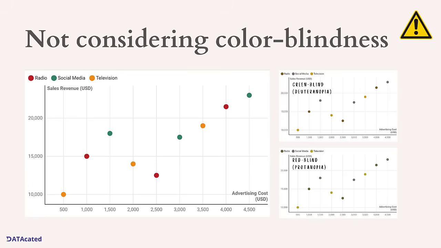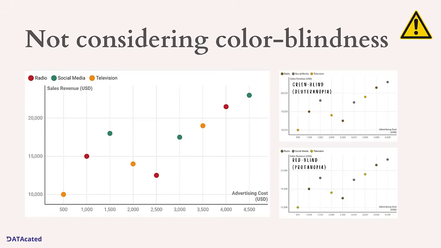Let's review the sample scatter plot that depicts advertising costs and revenue amounts across 3 marketing methods: radio, social media, and television. The colors are used to differentiate the marketing methods in the scatter plot, and they include red for radio, green for social media, and orange for television. To those that don't suffer from color vision deficiency, these colors appear to be distinct enough to stand out in the scatter plot.